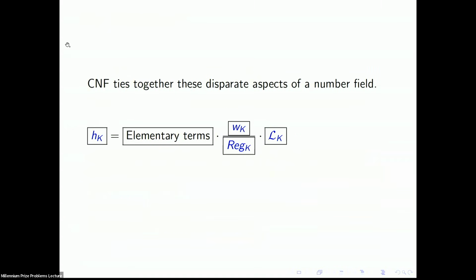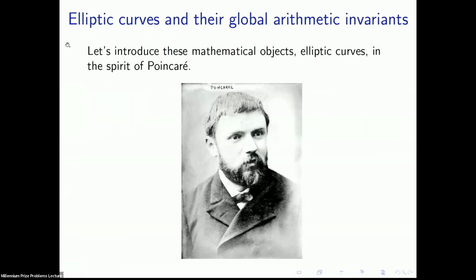And this is the formula. There are some elementary terms which don't live up to the complexity of the boxes with blue objects in there. The class number, it's a class number formula, so I write it as the class number is equal to something, and it's equal to some elementary things times the WK over the regulator times the analytic L of K. But we're going to talk about elliptic curves, so let's do that.